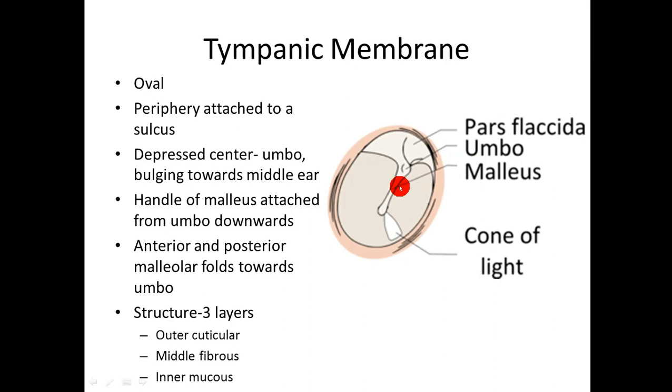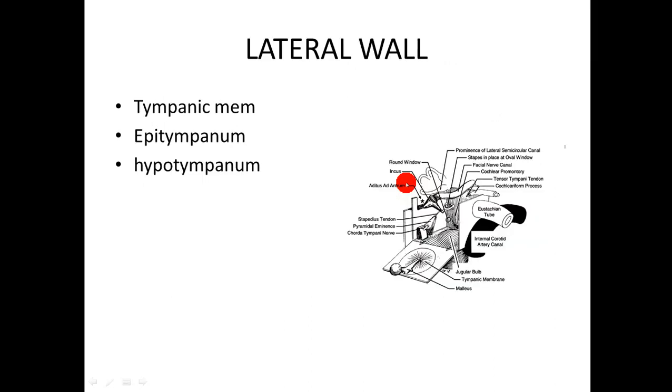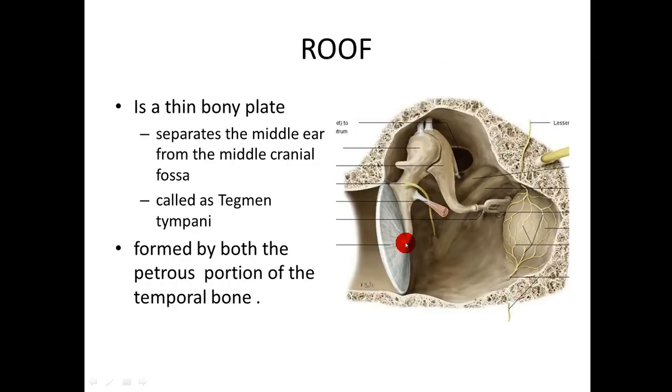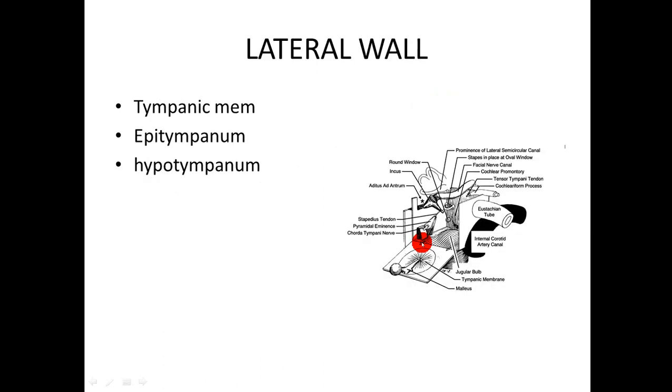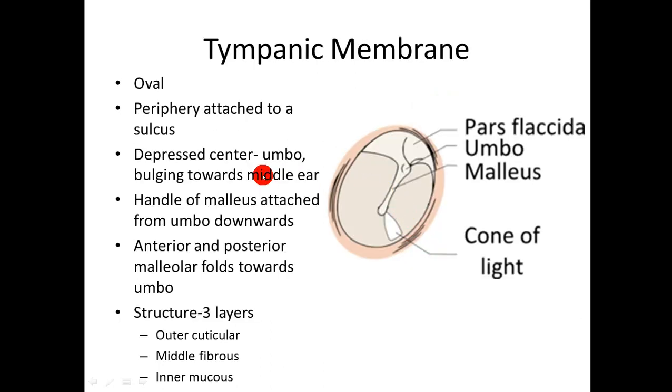The tympanic membrane is bulging towards the interior. You might see this one again. You can see the tympanic membrane bulging towards the inner aspect. This is the outer aspect, and here is the tip of the handle of the malleus attached, and that portion is called the umbo. And the periphery is attached to a bony sulcus.